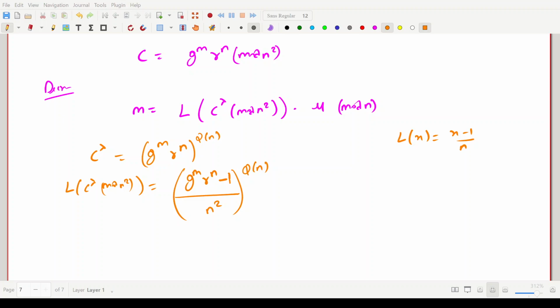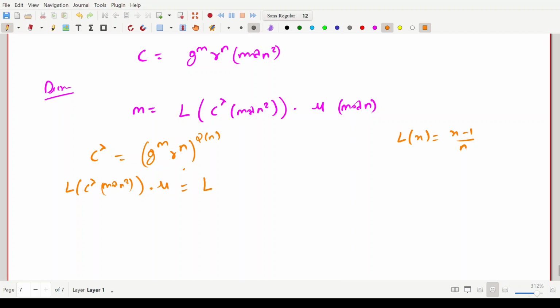Yeah, so I think I made a mistake here. The definition was L of x equal to x minus 1 by n. So just erase this part. Let us see. L of C raised to lambda modulo n square multiplied by mu, that is what our aim is to check.